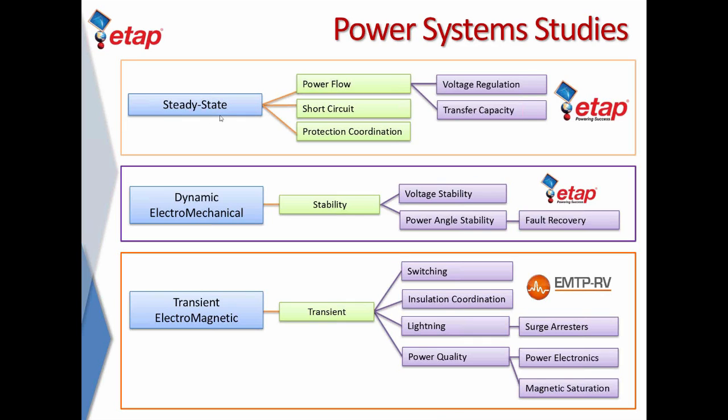So typically the steady state calculations are done within ETAP. The dynamic electromechanical calculations are also done within the ETAP program. But when it comes to fast transient calculations, the electromagnetic calculations, such as switching transient, insulation coordination, surge arrester sizing, lightning surges, those are typically done in electromagnetic transient software such as EMTP-RV.